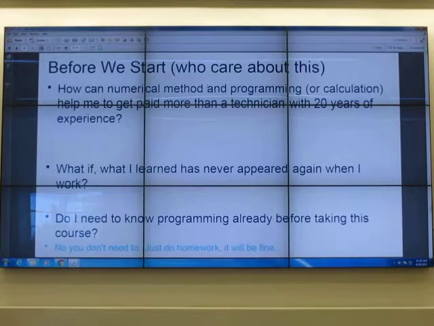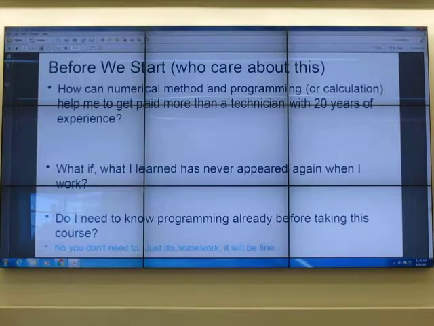What if what I learned has never appeared again when I work? What do you do? Will it help? Some kinds of work, you don't actually use any numerical method, and it may not appear again ever. So will it help you or not? It will help me because it gives me a sense of developing an approach towards those things which I've never learned or never seen. So the thinking style and creating an approach towards solving anything. It makes you a lot smarter, I hope.